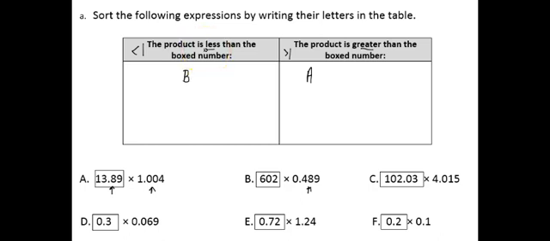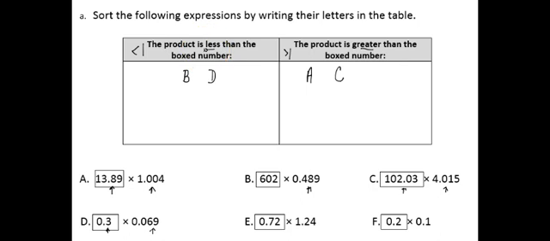For question C, I have 102 3 hundredths times a number that is greater than 1, so that will fit in this box. It'll give me a product bigger than what I started with. In question D, I have 3/10. I'm multiplying it by 69 thousandths. I'm multiplying it by a number less than 1, so I'm going to get an answer that is less than what I started with. So we'll put D in this box.